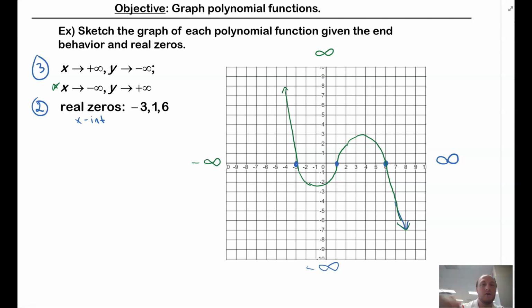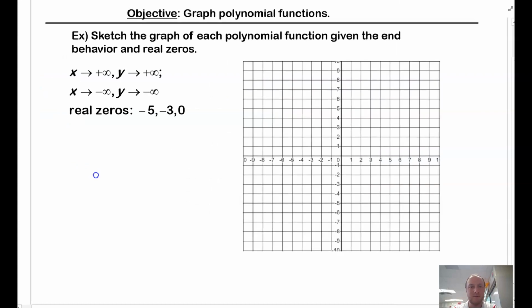Questions I get often are like, how did I know how to turn around right here? How did I know where the min and the max are? Well, we don't have that information. So you could, and I'll draw it in a different color, it could be something like this. We don't know. It could be something like this. We don't know. But for sakes and purposes, I drew it that way. So either way would be fine as long as you go through the zeros and you get your end behavior.